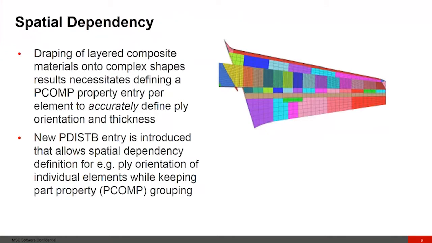In another application, a lot of manufacturers are moving towards using composite materials. Draping of composite materials onto complex shapes necessitates defining a PCOM property entry per element to accurately define ply orientation and thickness. What that means is generally for an entire part you'll define a PCOM property entry, but draping of composites on these parts can change the thickness or orientation at certain locations of this part.